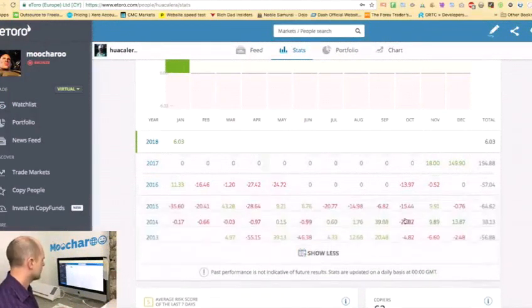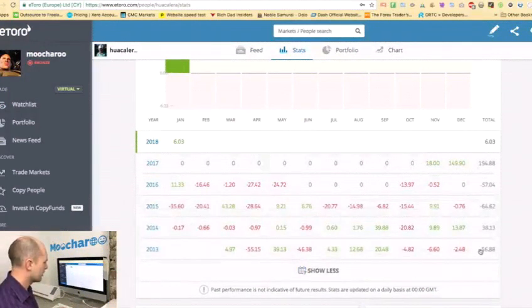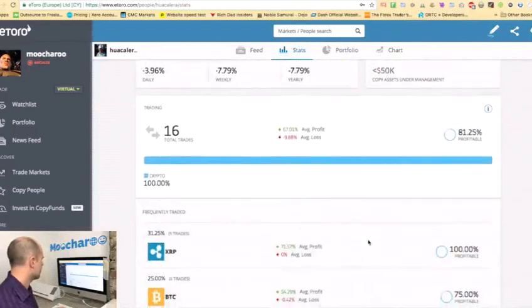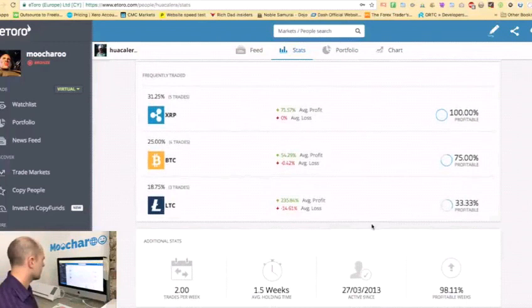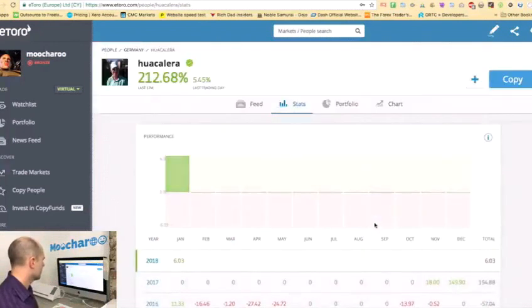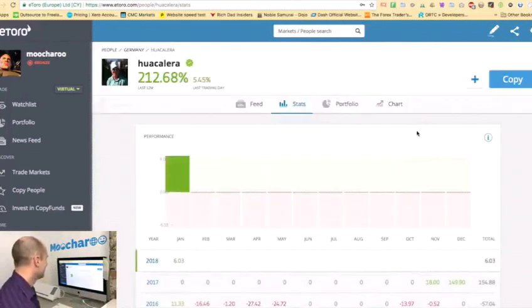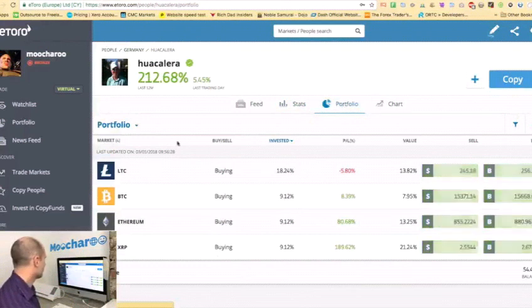He's not a very active trader. He's probably not really worth copying. Yeah, he's down, he's up, he's down. He got a bit lucky recently. He's got 63 people copying him already. 100% in crypto, and obviously crypto, very profitable. I don't know how, investing in crypto, he's lost money on those ones. That's quite hard to see. And currently he's invested in all of those, which is great.